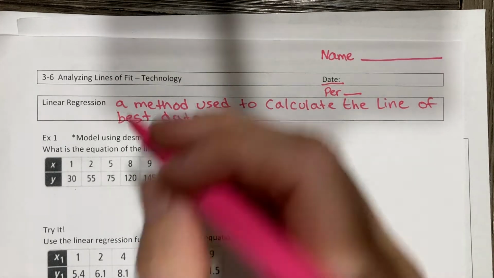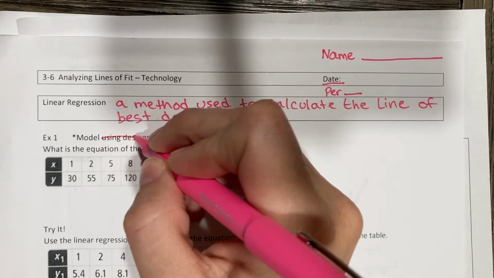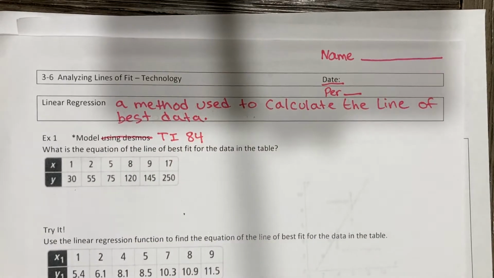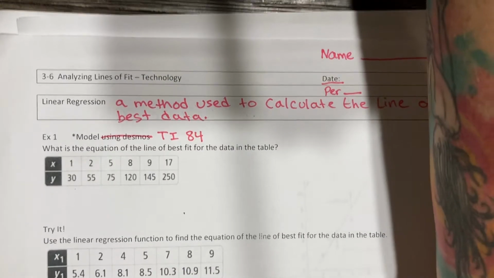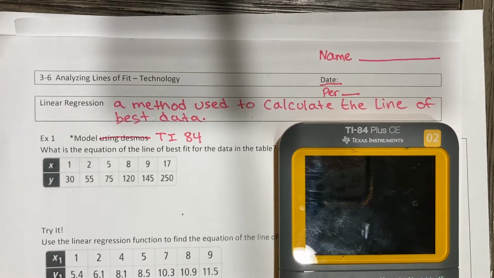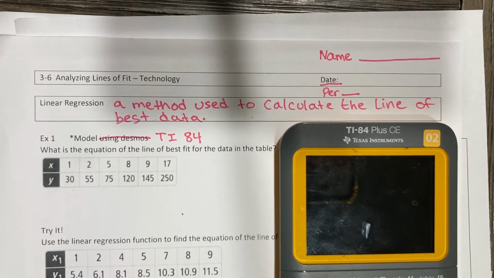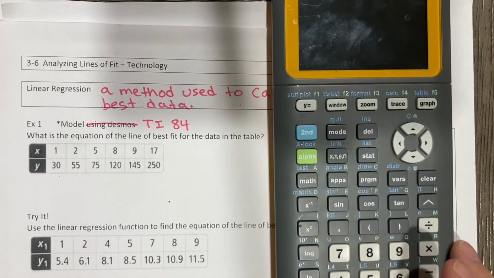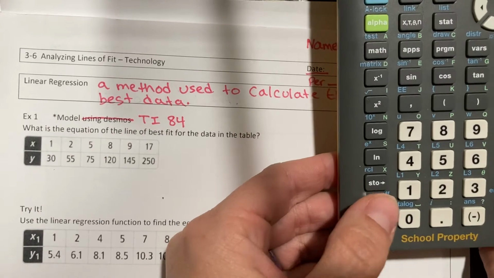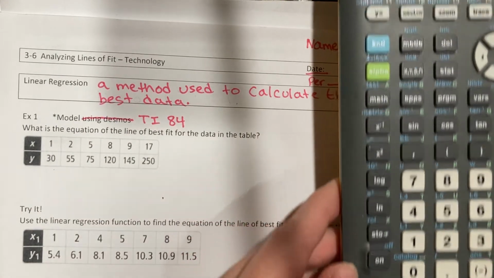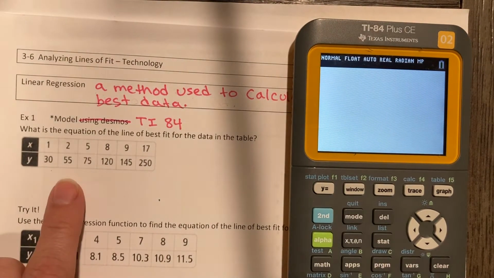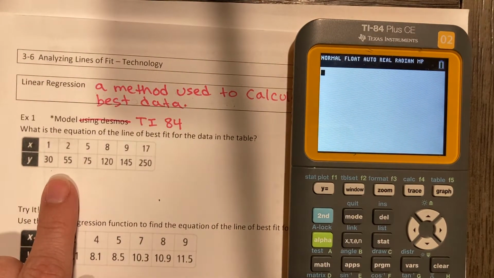For example 1, it says model using Desmos, but we're actually going to use a TI-84 graphing calculator. And they're asking us, what is the equation of the line of best fit for the data in your table? So you're going to use this calculator, and at the bottom of the calculator is the on button. And after you turn it on, this will be your screen. We want to put the data that's in this table into our calculator.